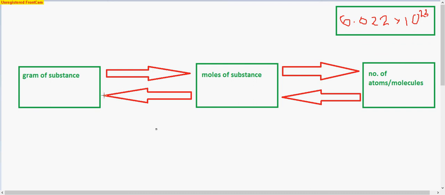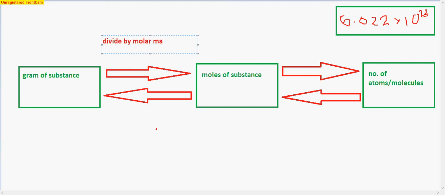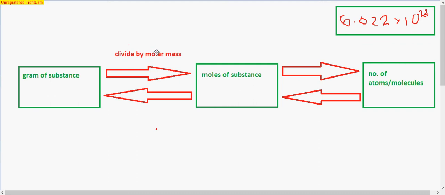Okay, now if you're given the gram of a substance, how do you convert it to moles? I was looking for the division sign on the keyboard. There is actually no division sign, it's actually a slash. I will write it: divide by molar mass, that is the molecular mass. If you're given the gram of substance and divide it by the molar mass, you'll get the number of moles.